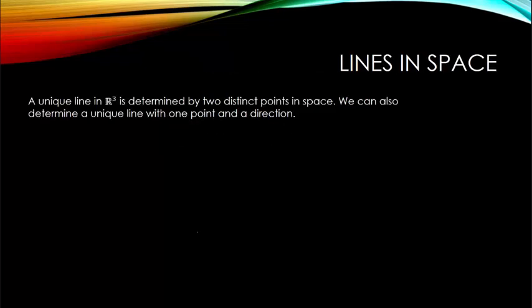A unique line in R3 can be determined by 2 distinct points in space, but I can also determine a unique line if I know one point and a direction. In either case, I need 2 pieces of information to construct a unique line, but this allows me to derive parametric equations for a line that exists in space.